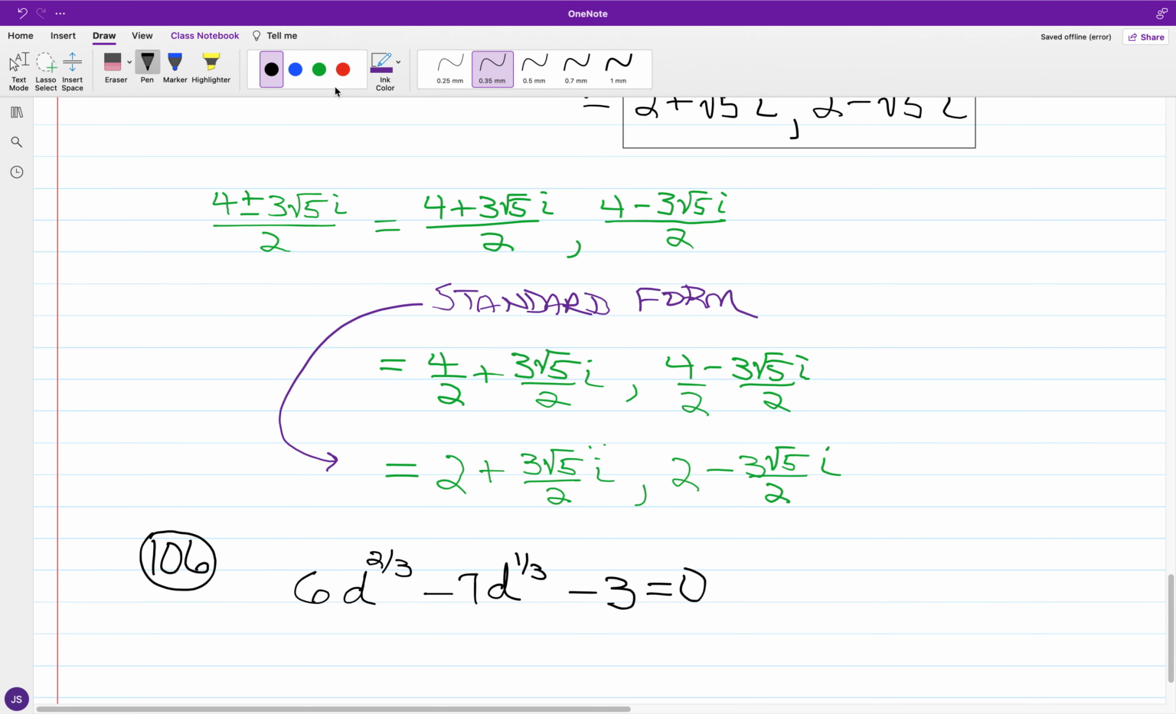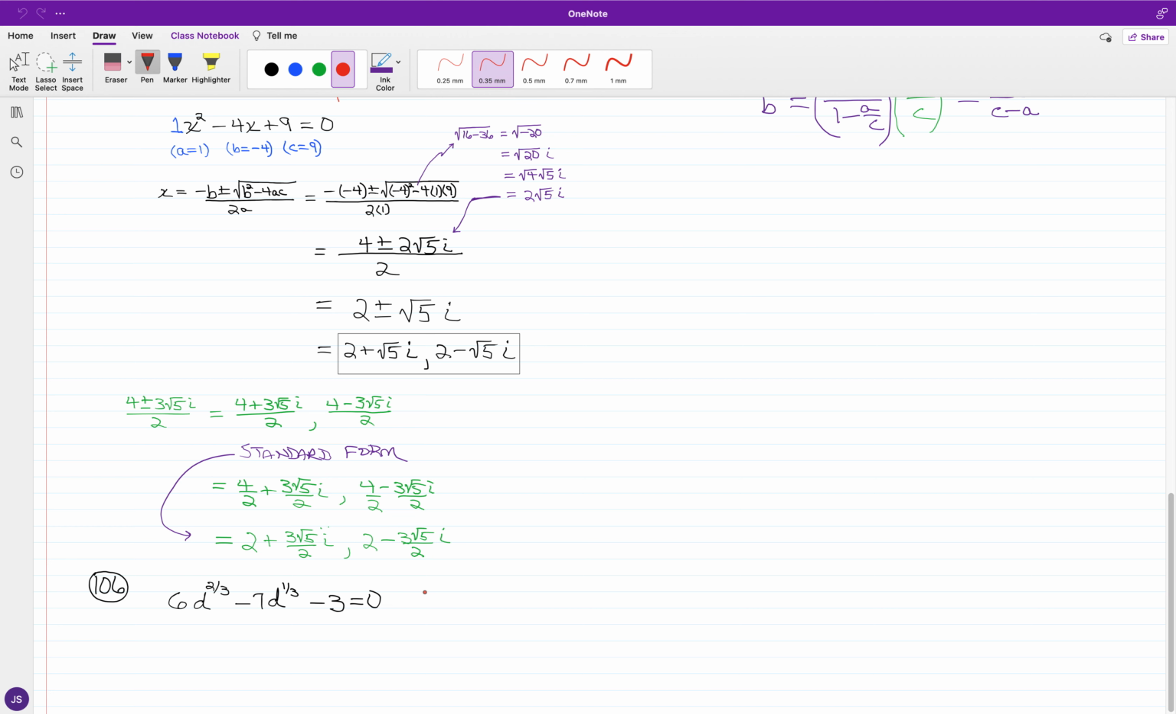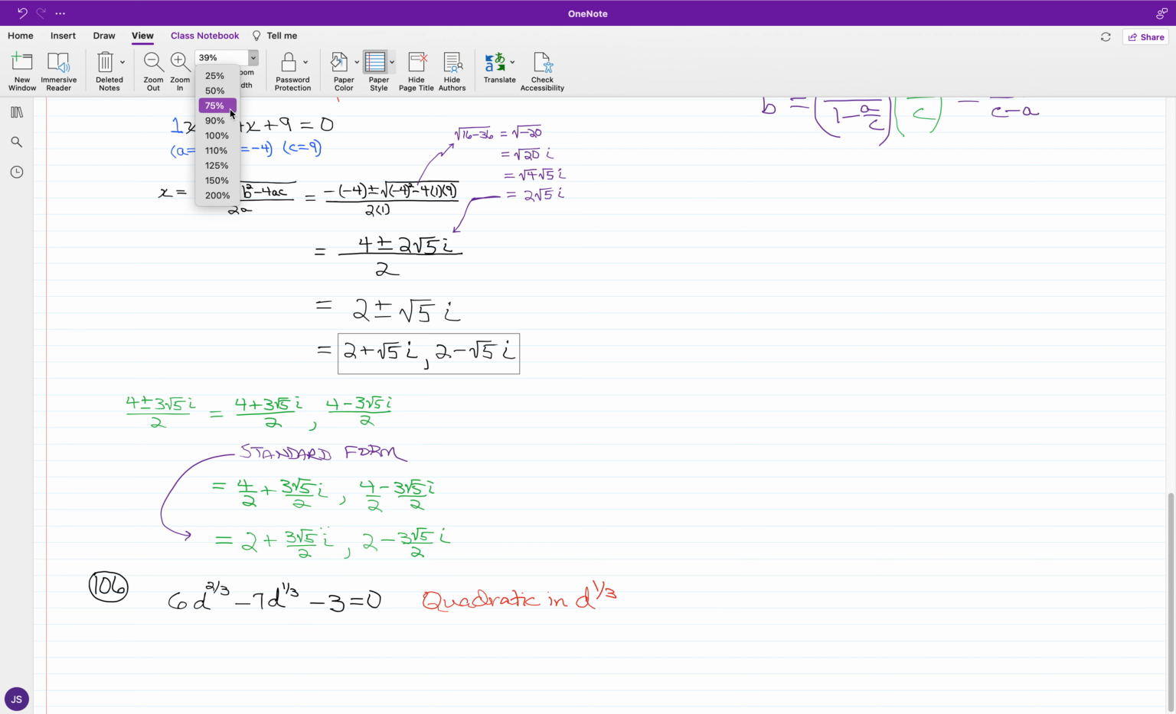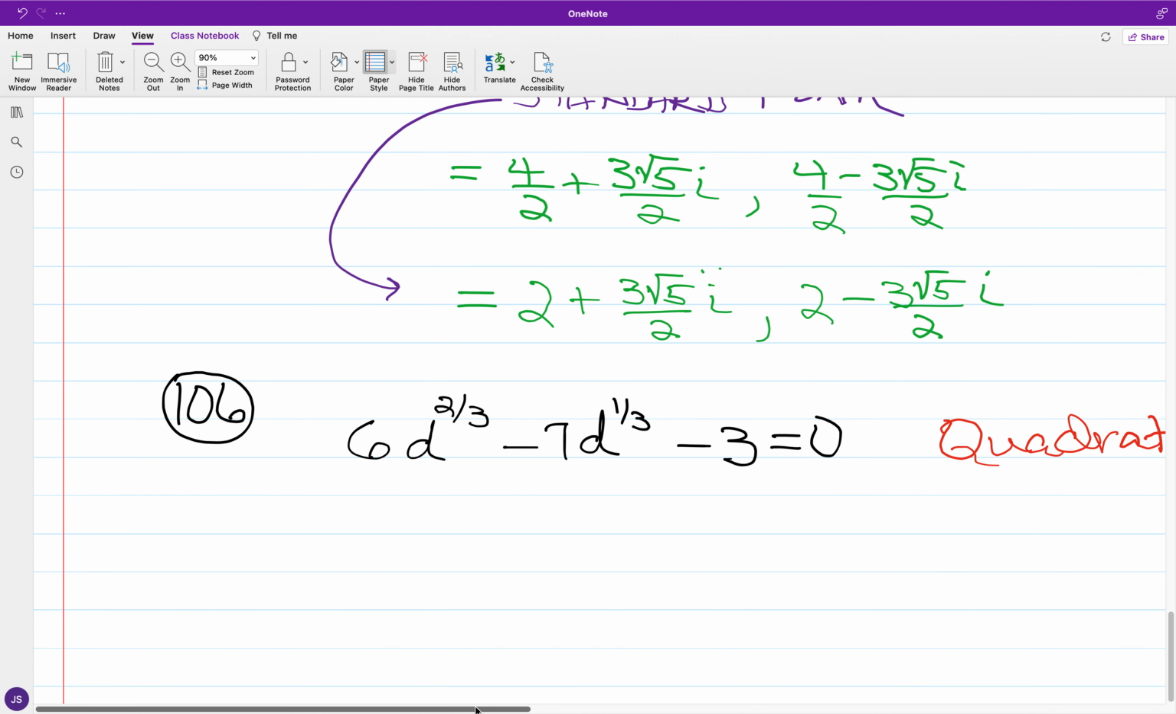So here we have an equation that is quadratic in form because the higher degree in d is double the degree of the lower power appearance of d. You have 2/3 to 1/3, a 2-to-1 ratio. So we say this equation is going to be quadratic in d to the 1/3. And just stepping to the side here, in terms of creating a pathway for factoring.